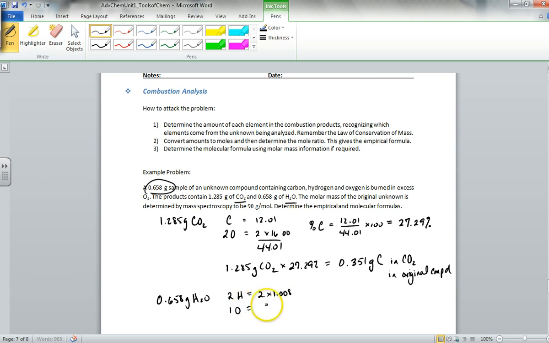Two hydrogens times its molar mass, one oxygen. Its molar mass is 16. And the total molar mass of water is 18.016 grams per mole. The percentage of hydrogen is the mass of the hydrogen divided by the total mass, and for simplicity I'm leaving out a lot of my units here, and we get 11.19%, which we actually already knew.